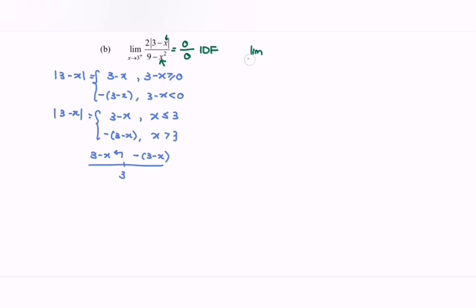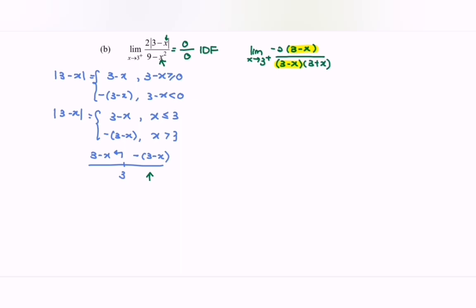So limit when x approaching 3 from the right. So here we have from the right. So we have 2 bracket, we have the negative 3 minus x over we have the 9 minus x squared. If we factorize, we will have 3 minus x, 3 plus x. So notice that we have the common terms, so we can simplify.